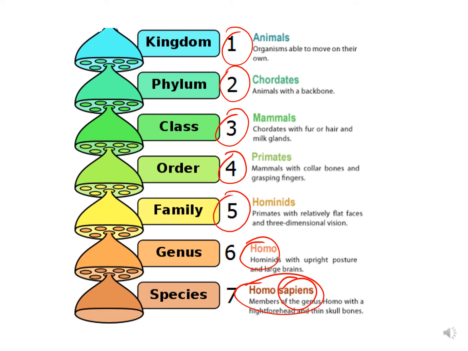So we belong to the family of hominids. And in the hominids, we're upright postured and have large brains. So therefore, we belong to the genus Homo. And the species name is high forehead and thin skull bones, making us Homo sapiens. So because we are different to the rest of the Homo species.